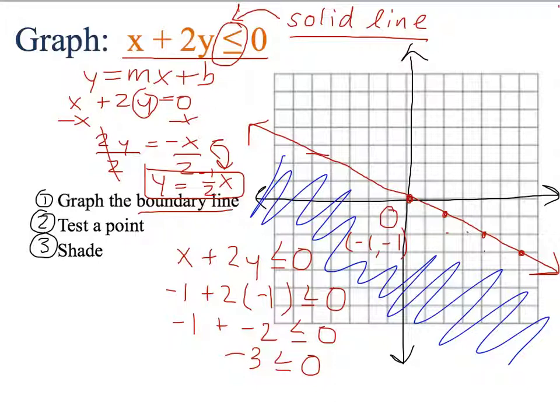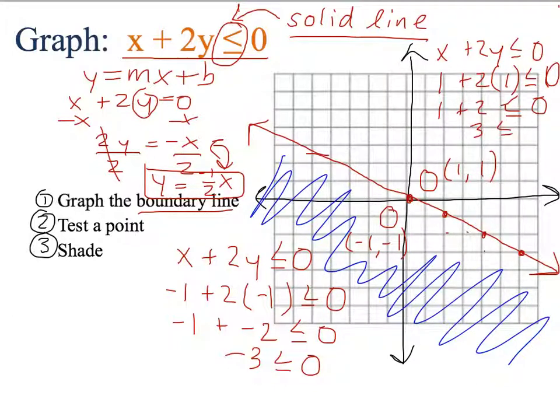But just to make sure that we didn't make a mistake, I'm going to go ahead and test this side as well. So this point here is 1, 1. So we take our original inequality, x plus 2y less than or equal to 0, and we say 1 plus 2 times 1 is less than or equal to 0. 1 plus 2 is less than or equal to 0. 3 is less than or equal to 0. That is not true, so we don't want to shade that side because that is not a correct answer.